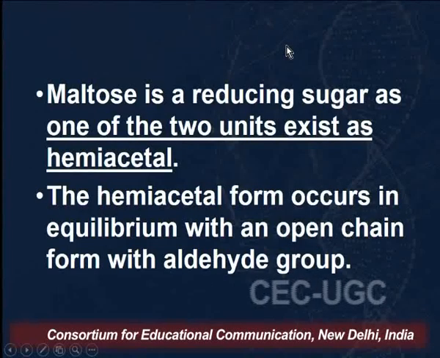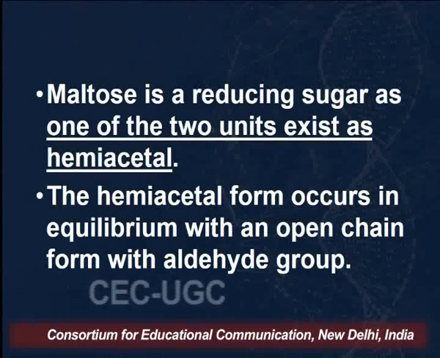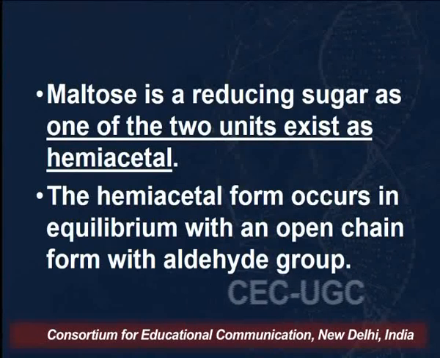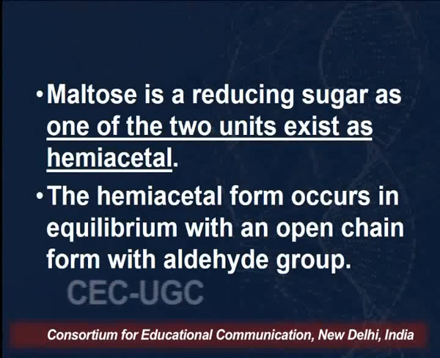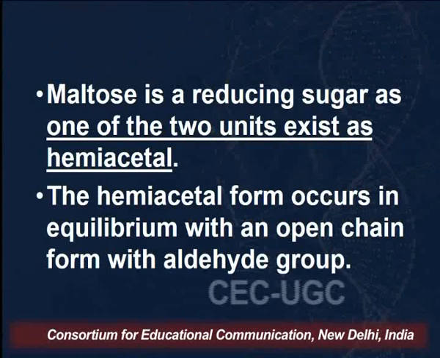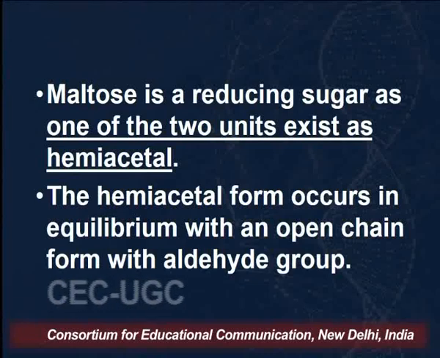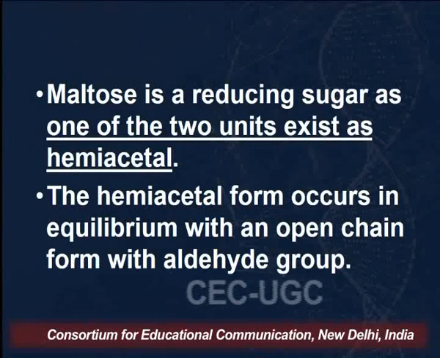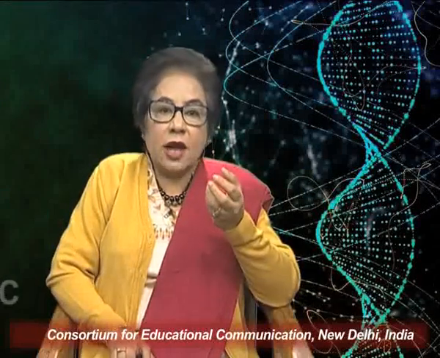Now the next point that you have to keep in mind is that maltose is a reducing sugar. Why is maltose a reducing sugar? Because as we've seen when we discussed the structure of maltose, one of the two units is existing as a hemiacetal, and since one of the two units is existing as a hemiacetal, it can occur in equilibrium with the open chain structure, and we know that the open chain structure has an aldehyde group, so it will act as a reducing agent. So what you have here is maltose.